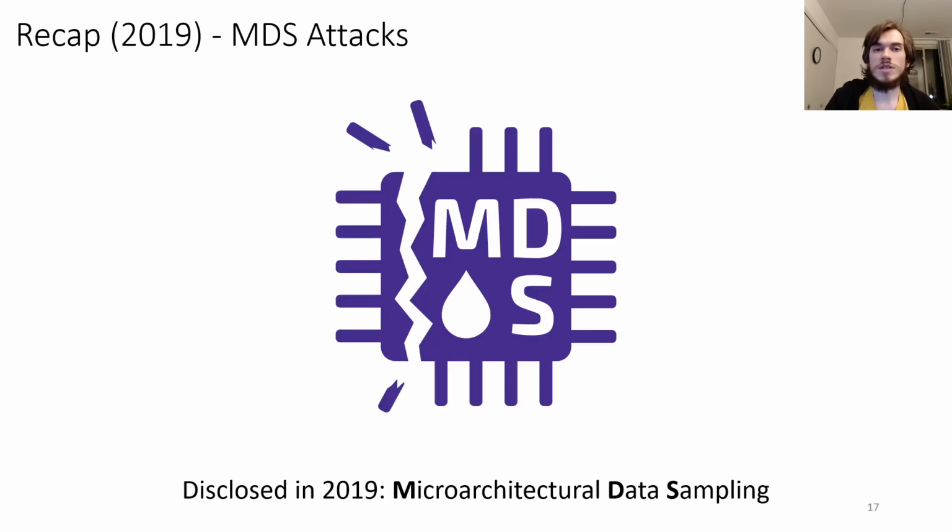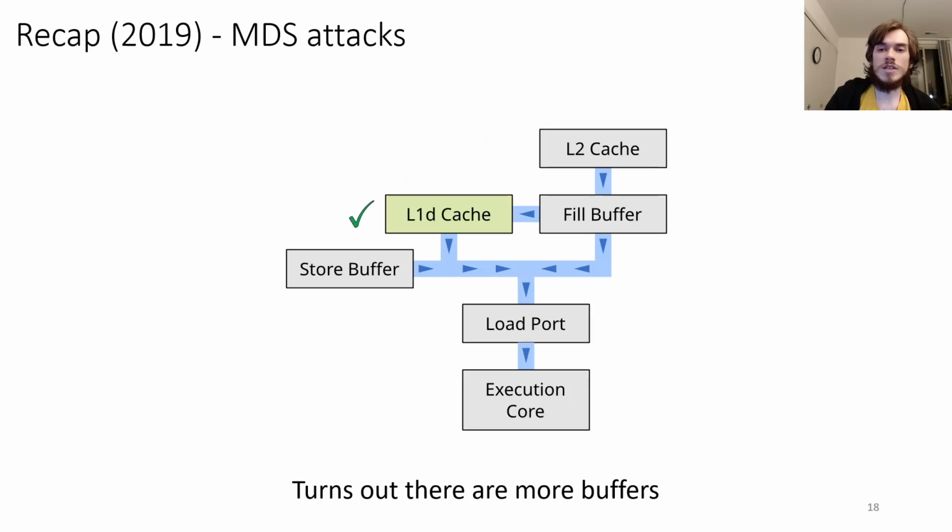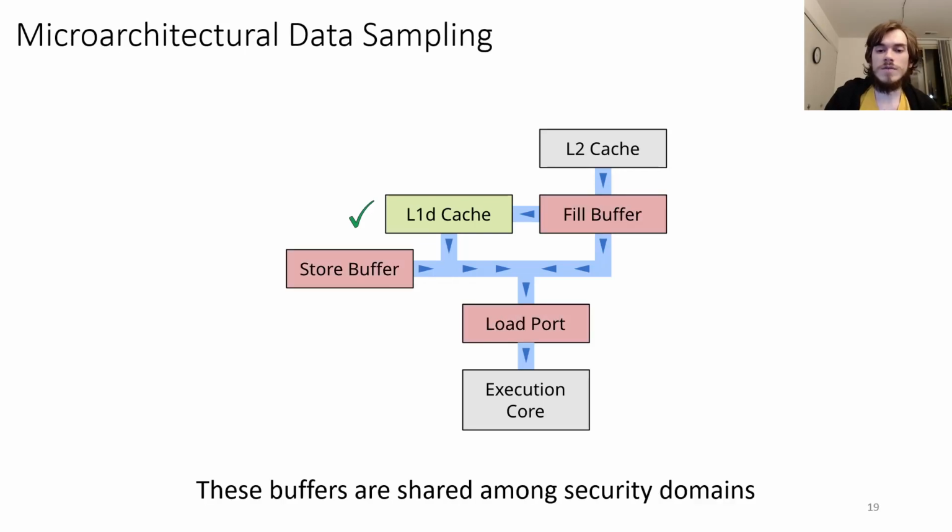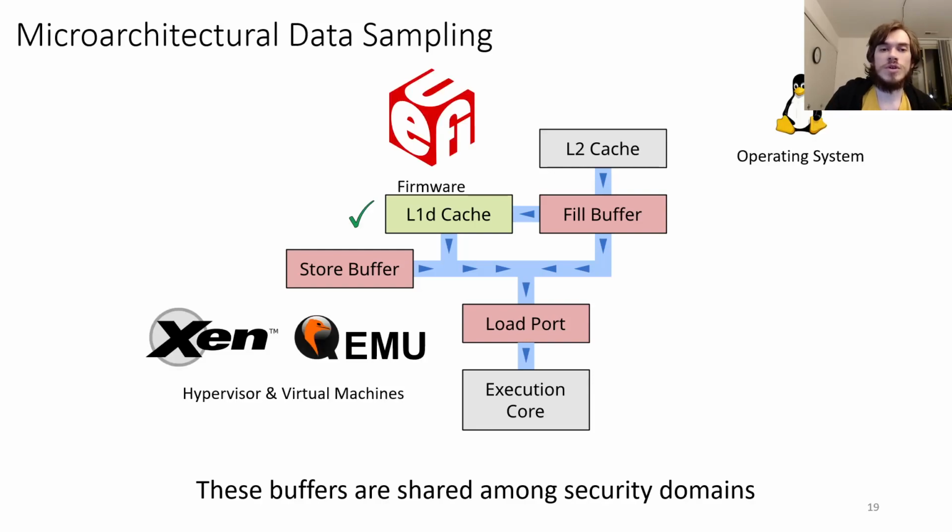So that was 2018. What happened in 2019 is that a new class of attacks got disclosed, namely microarchitectural data sampling attacks, or MDS in short. So it actually turns out there are more buffers. You have a fill buffer, a store buffer, and a load port. And again, all of these are actually shared among different security domains. So we have our operating system, we have our UEFI firmware, we even have a hypervisor and virtual machine, and all of these share these buffers.